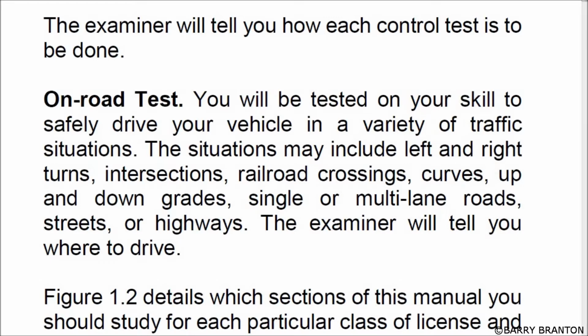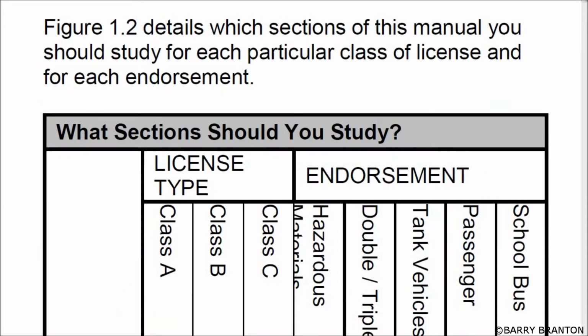On-road test. You will be tested on your skill to safely drive your vehicle in a variety of traffic situations. The situations may include left and right turns, intersections, railroad crossings, curves, up and down grades, single and multi-lane roads, streets, or highways. The examiner will tell you where to drive. Figure 1.2 details which sections of your manual you should study for each particular class of license and for each endorsement.